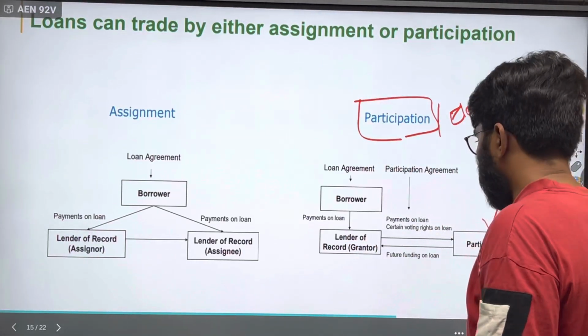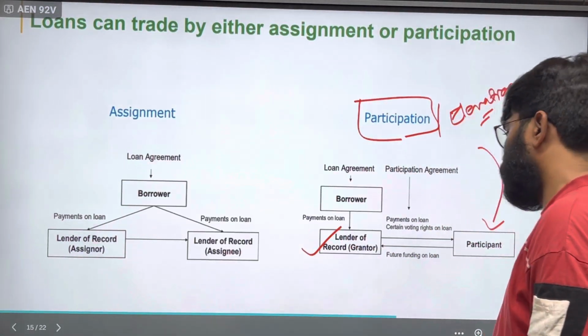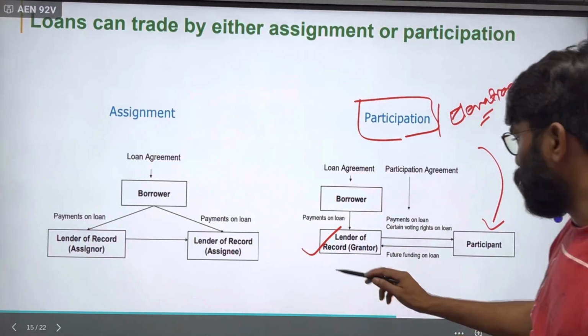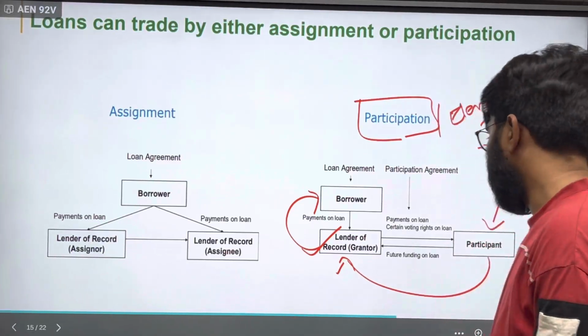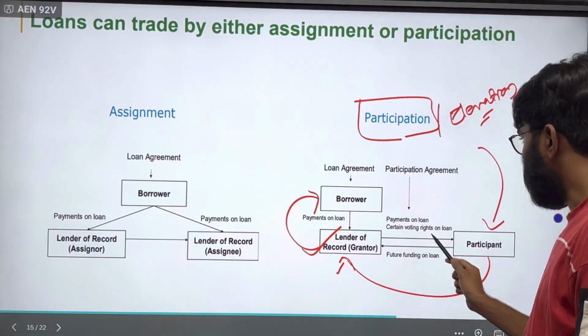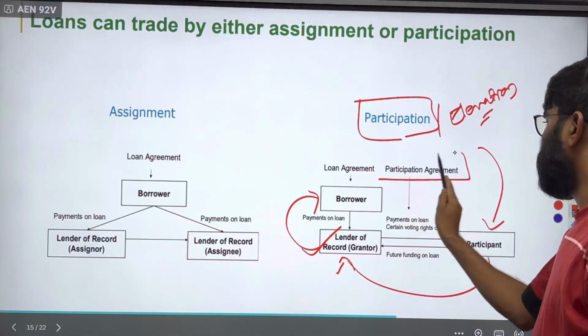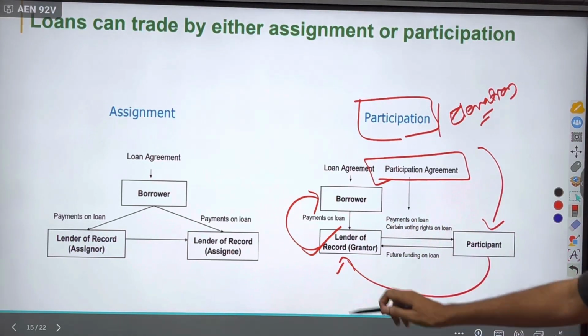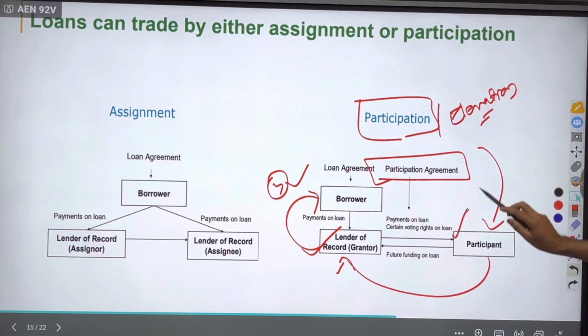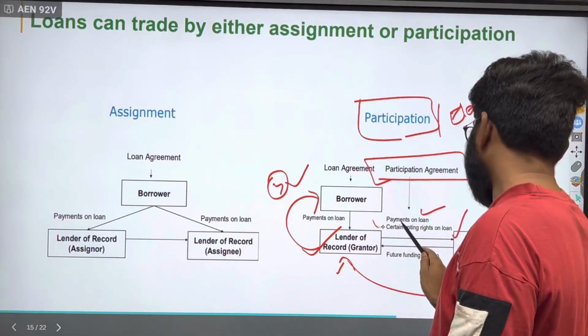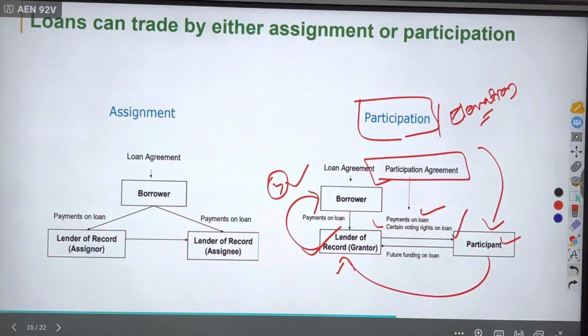And here you would see only one lender will sign the agreements with the borrower, and the other participants will sign the agreements with the lender, and the other participants hold the participation rights. Let's say the duration is 3 months. After 3 months, whether these participants want to continue or not, they hold the rights, voting rights, payment on a loan, certain voting rights on a loan. So they hold the payment or participation rights. So those loans we can call a participation loan.